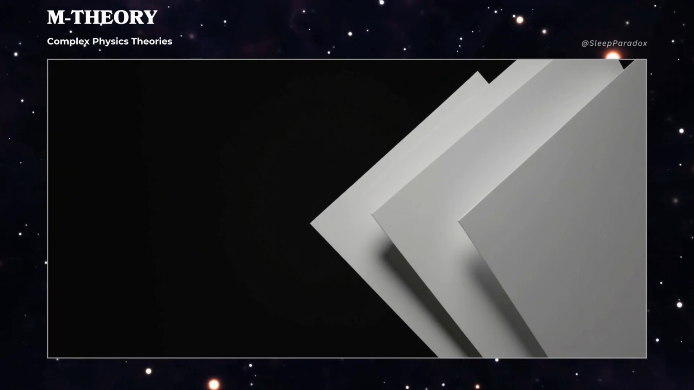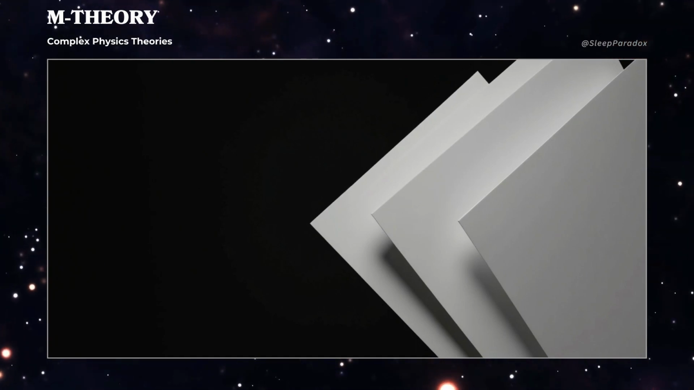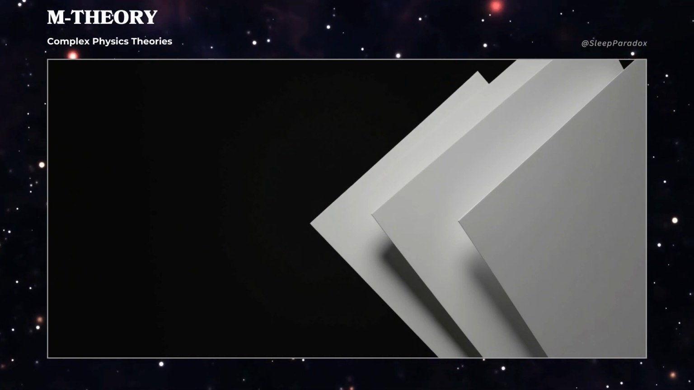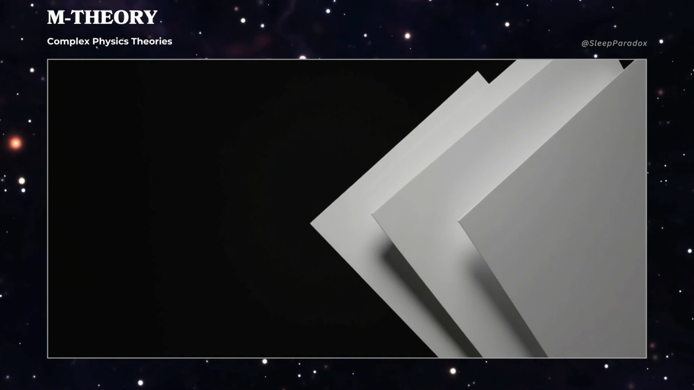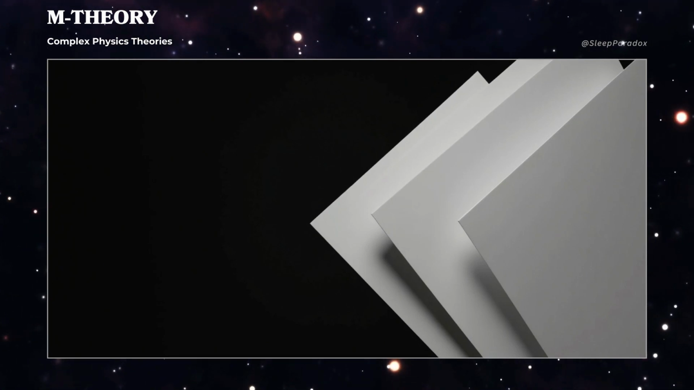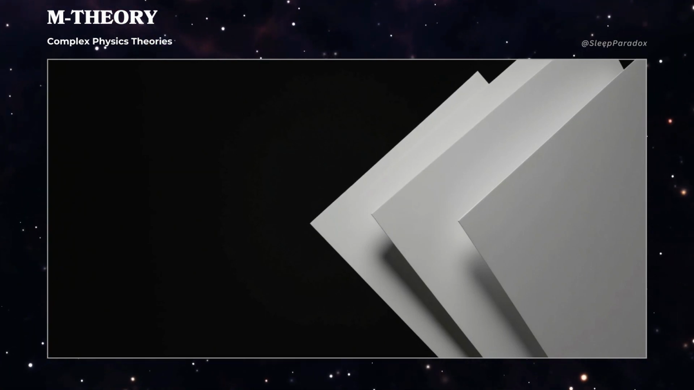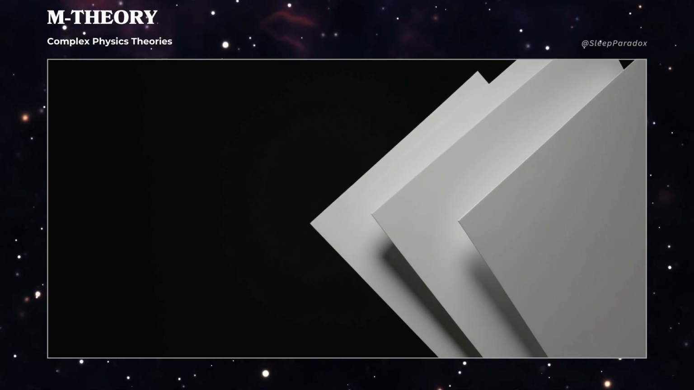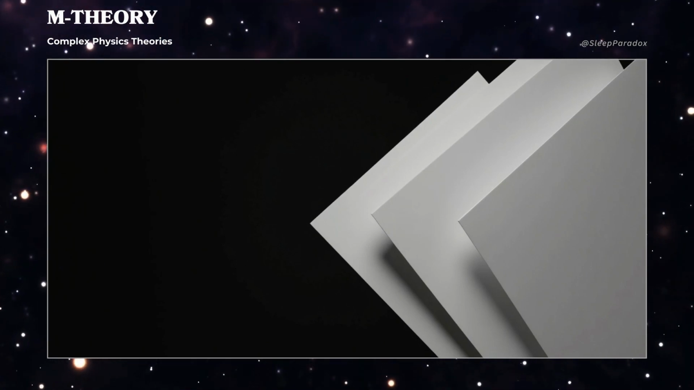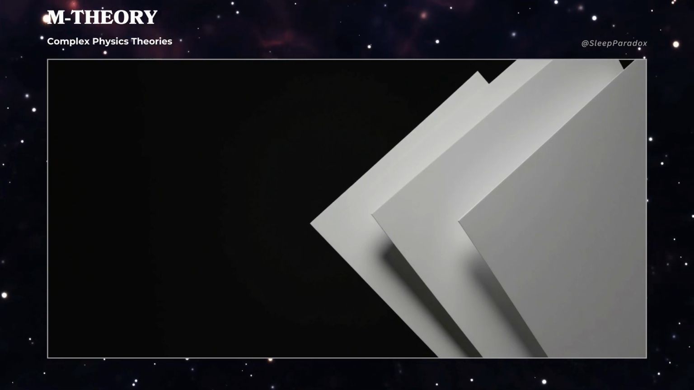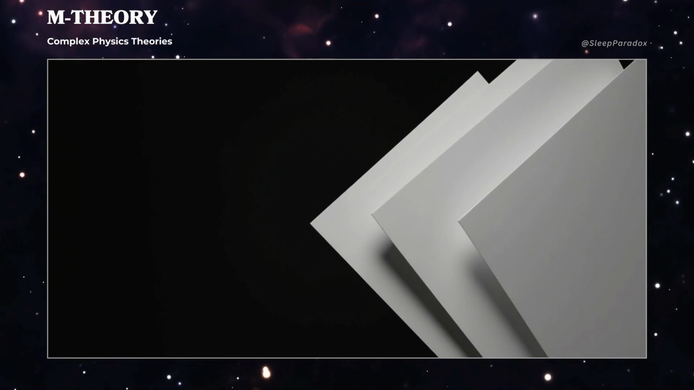But string theory isn't just one theory. In fact, during the late 20th century, physicists discovered several different versions of string theory. Each seemed mathematically consistent, but they appeared to describe different universes with different rules. For a while, it seemed that instead of one elegant theory, there were 5 competing models.